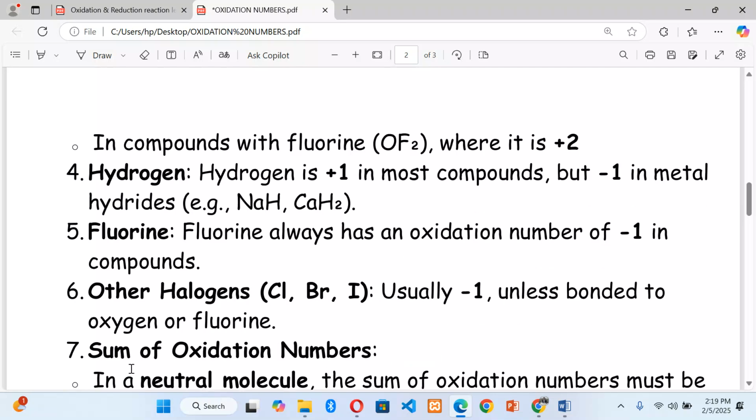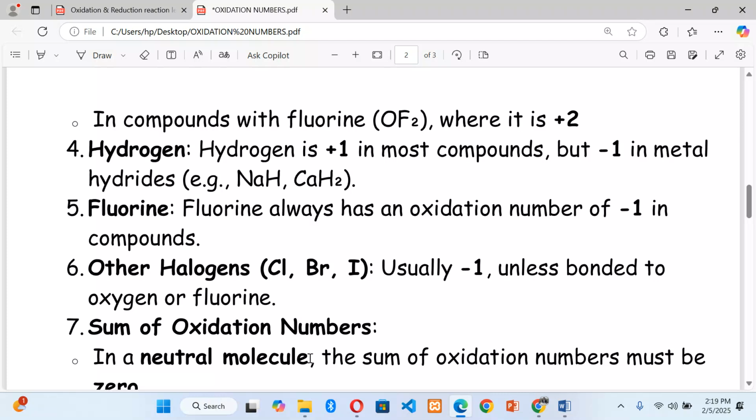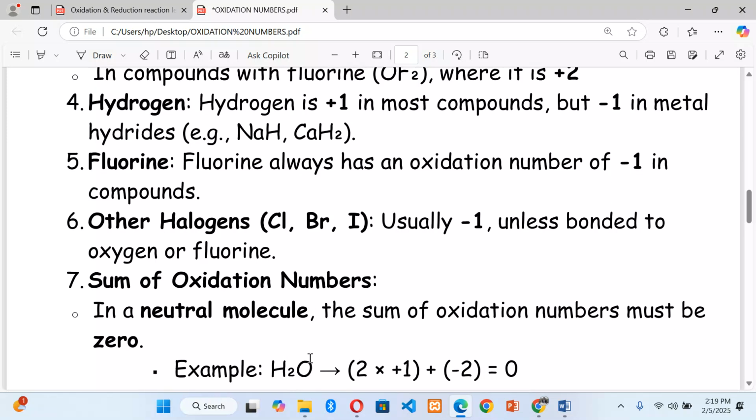Number 7, we are talking about the sum of oxidation numbers. Please take note of this. In a neutral molecule, the sum of oxidation numbers must be 0.